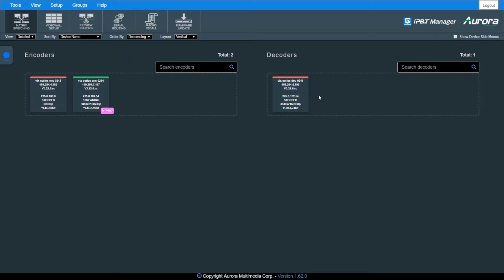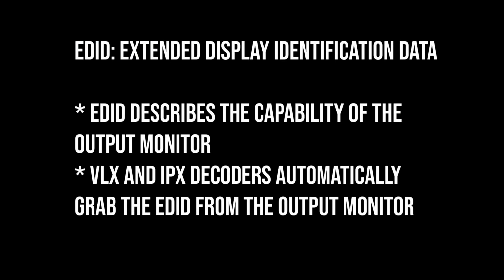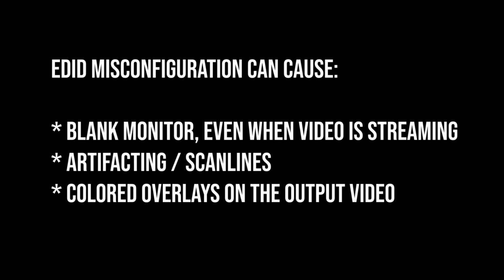By default, all IPX and VLX decoders will automatically take the EDID from any monitor attached to its output. Usually, this is good enough, and the decoder will understand how to output its video in order to fit the monitor spec. Sometimes, however, you'll notice a video might not be displaying on a certain monitor, or the video that's displayed has some type of artifacting or color overlay on top of it.